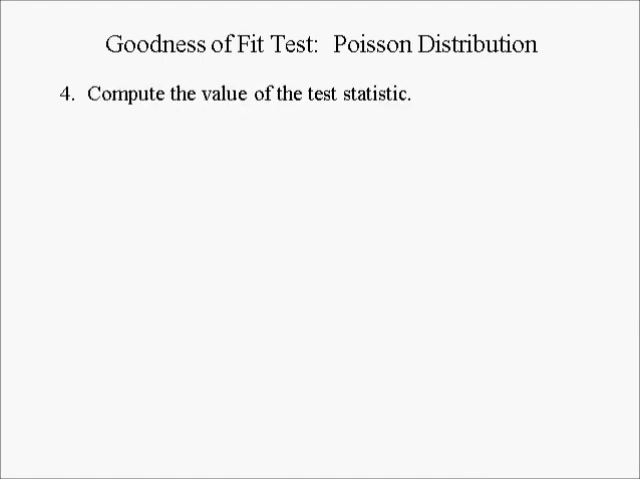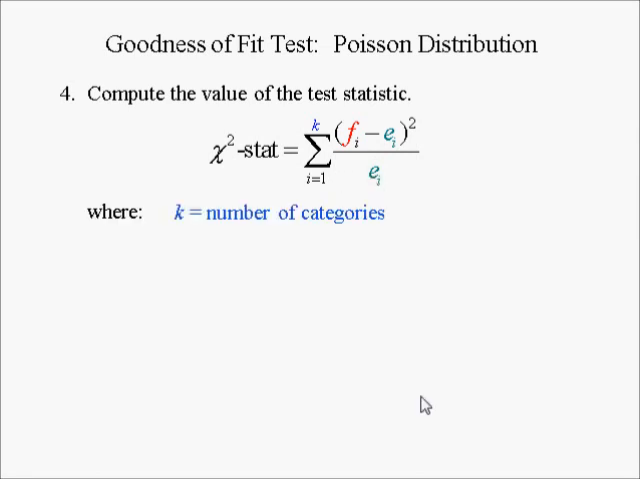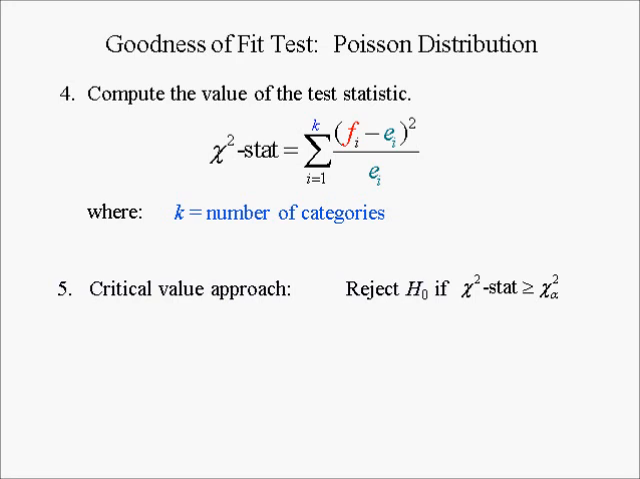Next, we're going to compute the values of the test statistic, and with every goodness of fit test, we do the same exact thing over and over. We take observed frequencies, we subtract off the expected frequency, we square those deviations, and then we divide by what we expect, and we sum them up. Now, k is the number of categories, and then we're going to use the critical value approach to this test. So we're going to reject the null hypothesis if the chi-square stat is larger than its critical value.